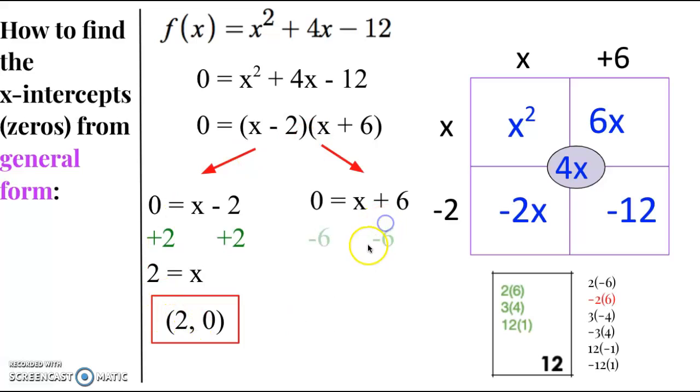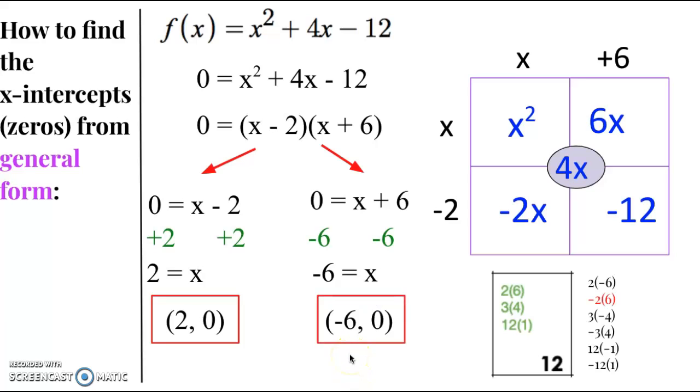Now this one, we're going to subtract 6 from both sides, and then write our final point. So just to recap, what we did is we took an equation that was in general form, we set it equal to 0, we wanted to write it in factored form, and the way we did that was by using the box method backwards to find the factors, and then we separated it into two separate equations because of the zero product property, and then we were able to solve each equation separately.